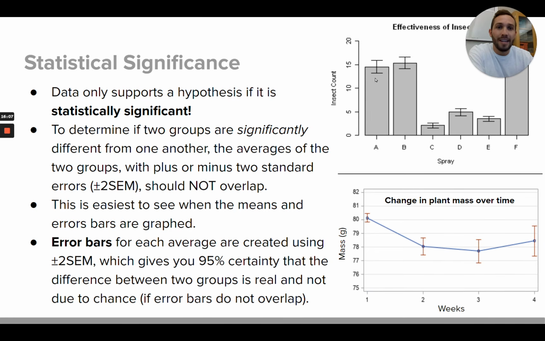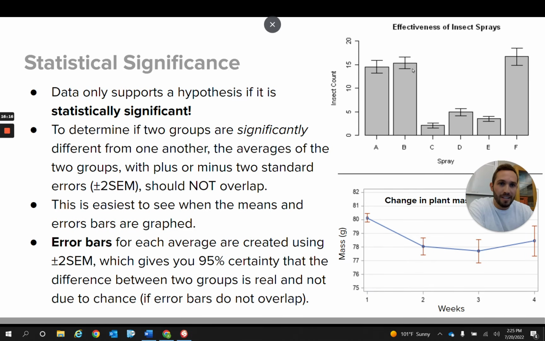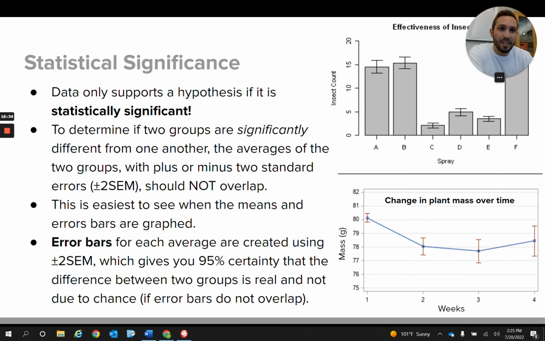To create the error bar, you take the average. So the bar represents the average. Let's say on this graph, they're looking at the effectiveness of different insect sprays. For insect spray A, it looks like there were 15 insects around using that spray. That's the average for spray A. Maybe they did lots of trials of spray A, but the average was around 15. Now for this error bar, they took the standard error for this group and added it twice and subtracted it twice from the average to get this error bar.